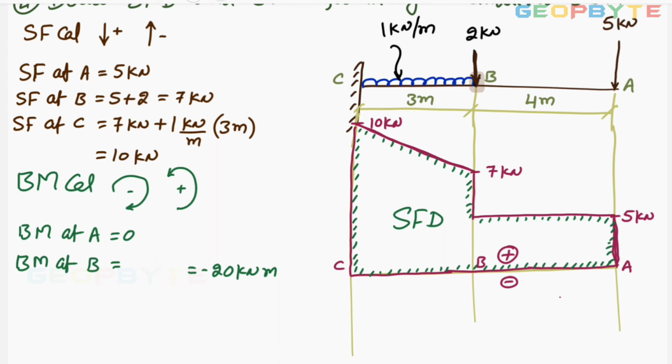Otherwise you may be confusing. Minus 5 into 4. Okay. Now come to the bending moment at C.